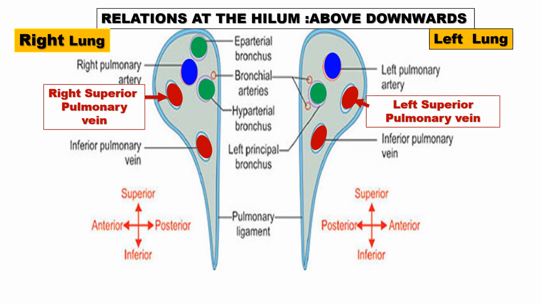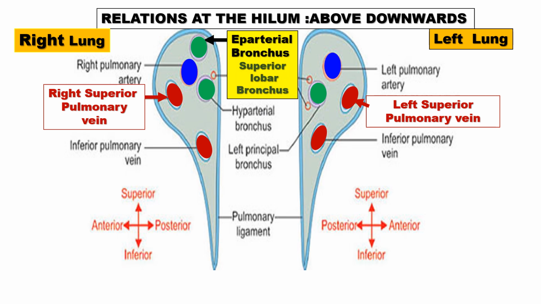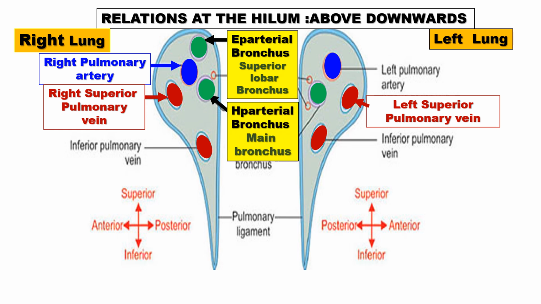Coming to the relations of the hilum from above downwards, which differs in the right lung and left lung. The most superior structure on the right lung is the eparterial bronchus. It's a superior lobar bronchus. The second important structure is the right pulmonary artery. Next comes the hyparterial bronchus, which is the main or the principal bronchus. And lastly, the most inferior structure is the right inferior pulmonary vein.